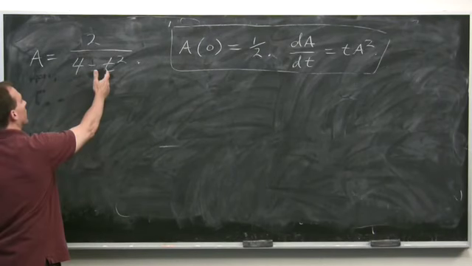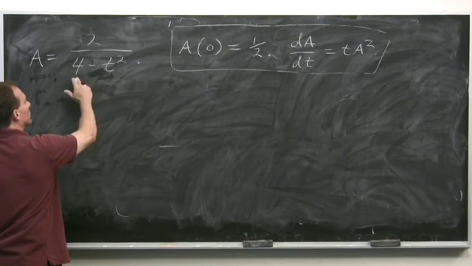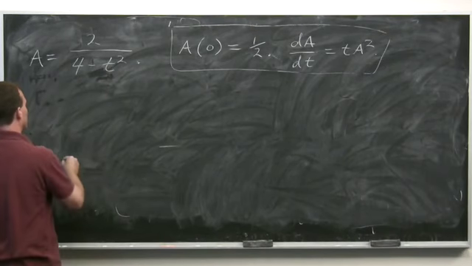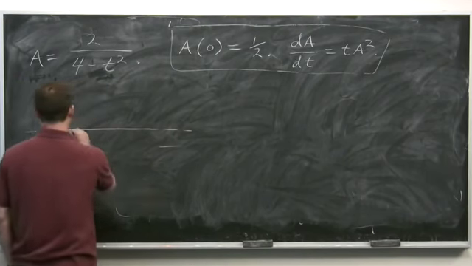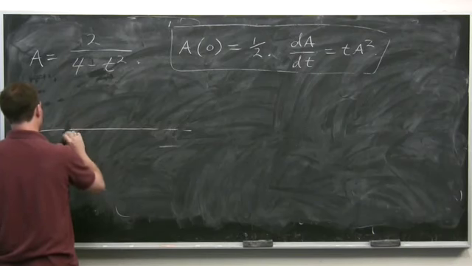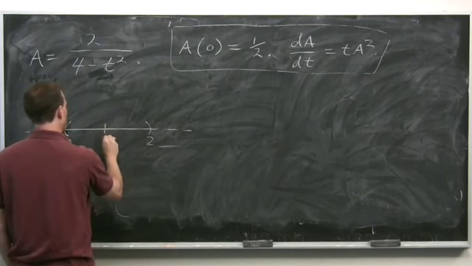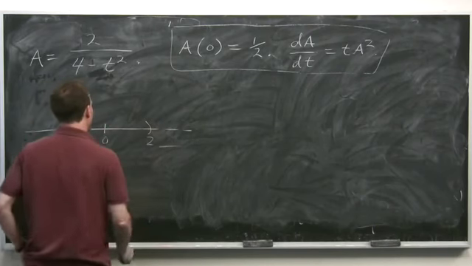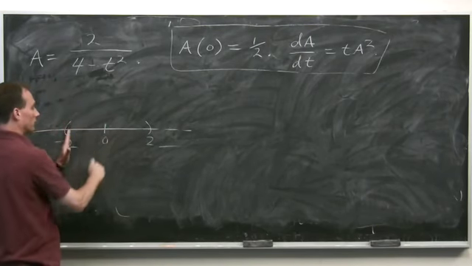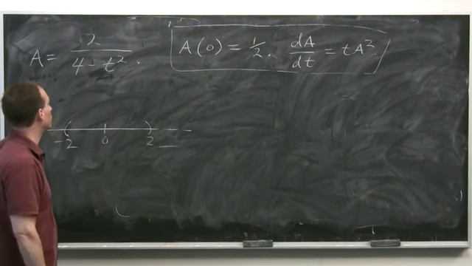Yes, where is this defined? It is not defined when the denominator is 0, so when t is plus or minus 2. So we get a solution. Here's minus 2. Here's 2. Here's 0, our initial t value. And we get a solution in this interval containing 0, this open interval, which is nice.